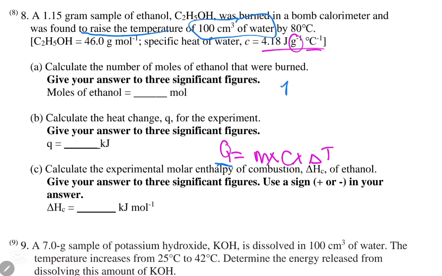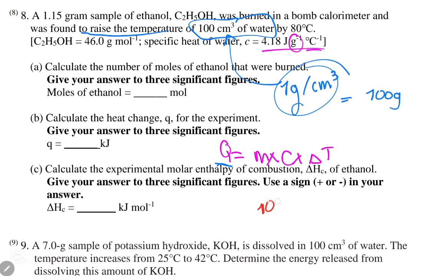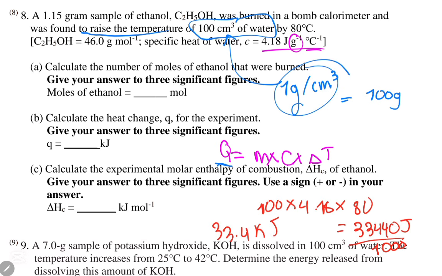We know that water has a density of 1 gram per centimeter cubed. That means in this scenario, what is the mass of water? It's going to be 100 centimeter cubed times 1 gram per centimeter cubed, which is 100 grams. This is the mass of water. So 100 grams times 4.18 times the change in temperature, which is 80. You put it on your calculator, and you're going to get 33440 joules, but I need it in kilojoules, so I'm going to divide by 1000. And it's going to give me, to 3 significant figures, 33.4 kilojoules. So my answer over here is 33.4 kilojoules. We'll move on to part C.